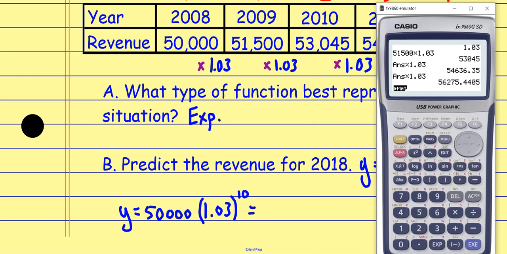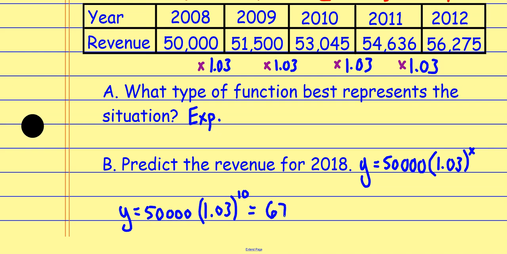I do 50,000 times 1.03 raised to the 10th power. So it's giving me 67,195 and 81 cents. I'm going to round to the nearest value because that's what it's done in the table. Normally I would round to 2 decimal places because we're talking about money, but this time I'm going to round to 67,196. Because that's the way it's estimated in the table, that's the way I'm going to estimate it here.